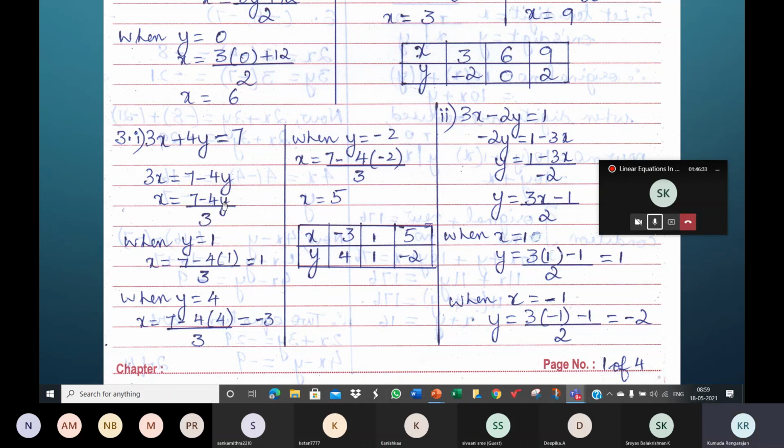We tried 0, it did not work. Then we tried 1. When y is 1, we are getting an integer value for x. X is 1. Now at this point, it's convenient to decide the other values of y, because we have to assume for y. When y is 1, x is 1. So this is working. Once you hit this first value of y correctly, it is easy to get the other values.